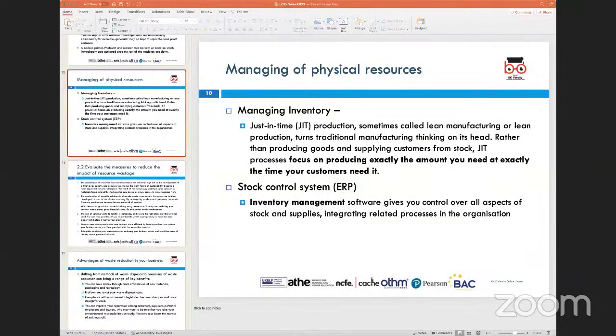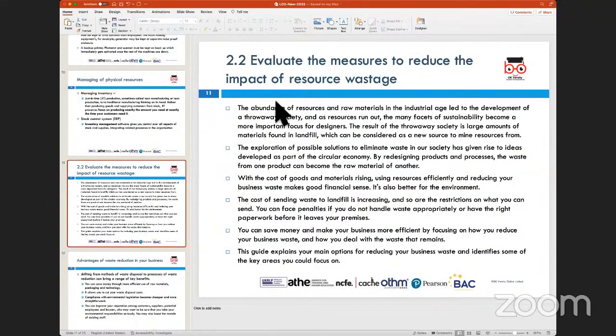Now, when we look at assessment criteria 2.2, it again talks about evaluate as a command verb. And here it says evaluate the measures which are required to reduce wastage, or resource wastage, essentially. So let's look at a practical situation in terms of where we see wastage happening. What is the concept of waste?